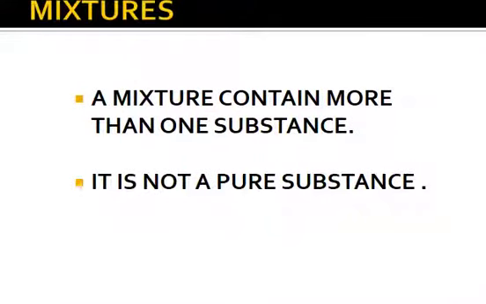Yes, my dear students, our topic is mixture. So, my dear students, what is a mixture? Think. What is a mixture? Yes, my dear students, a mixture contains more than one substance. So, a mixture is not a pure substance. It contains more than one substance. That is called a mixture.